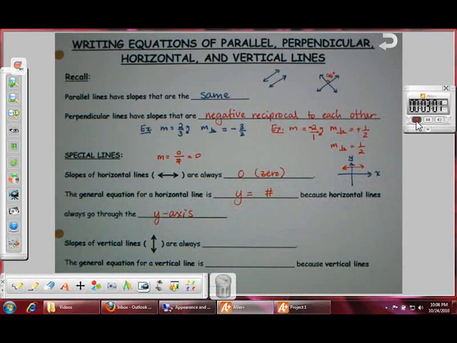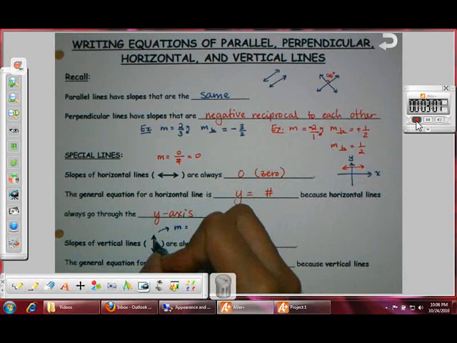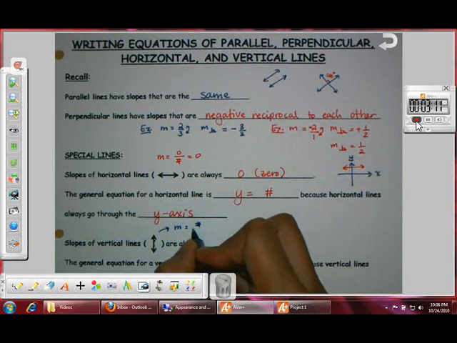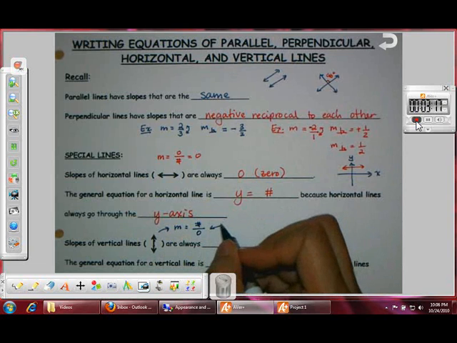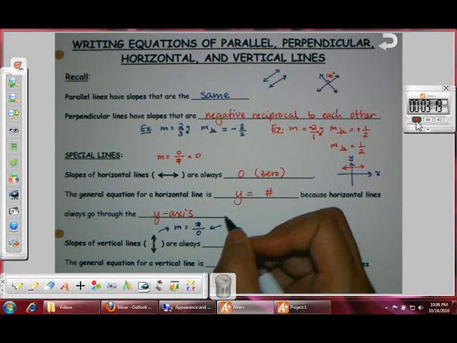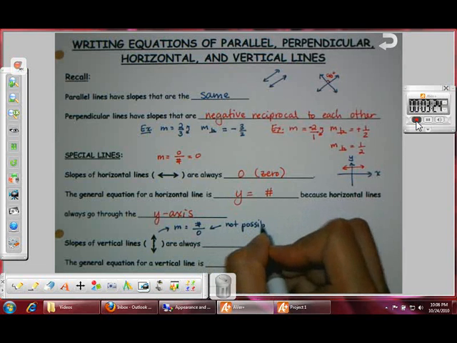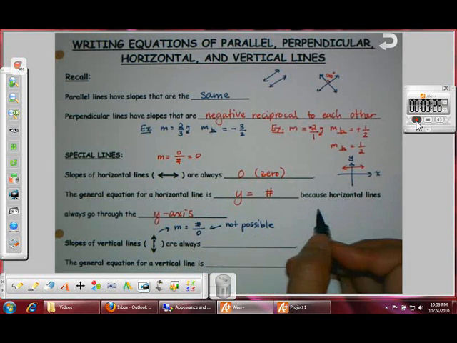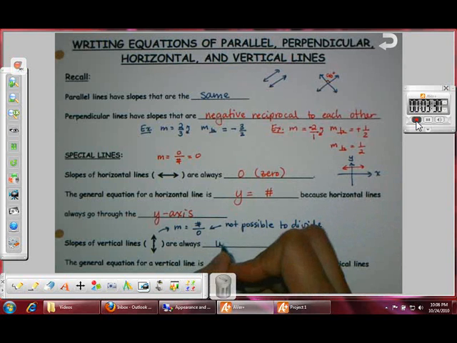Vertical lines, on the other hand, let's have a look. Slopes of vertical lines. The vertical line goes up and down. If we pick any two points, you can have some number for your rise. The run, on the other hand, is 0, because it's vertical. But it's not possible to divide by 0. If you do that, your calculator will give you an error. Since it's not possible to divide by 0, the slope is undefined.